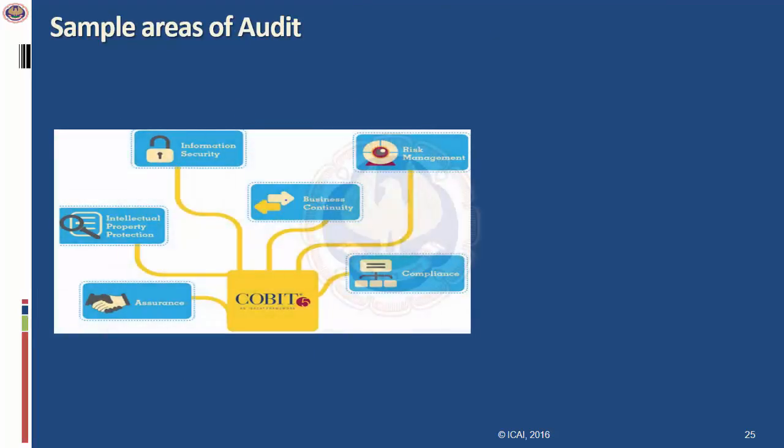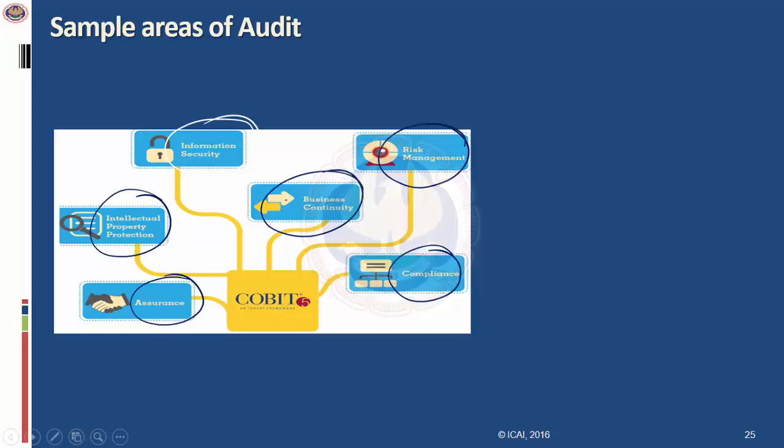Now, this gives you some sample assignments which can be done when you use COBIT. For example, using COBIT, I can design an information security assignment. I can do a business continuity planning assignment. We can do a risk assessment, or I can also do a compliance assignment, or any type of assurance assignment, or an IP protection assignment. So using COBIT, you can define the area you're going to audit.